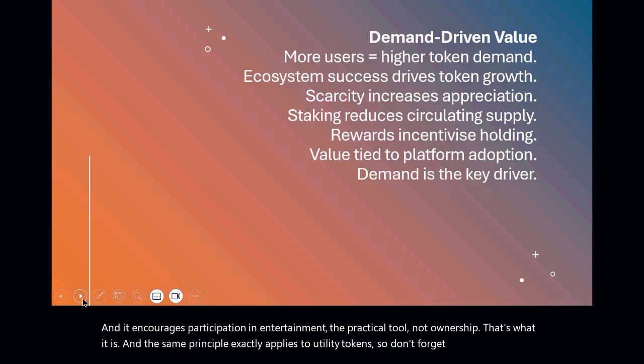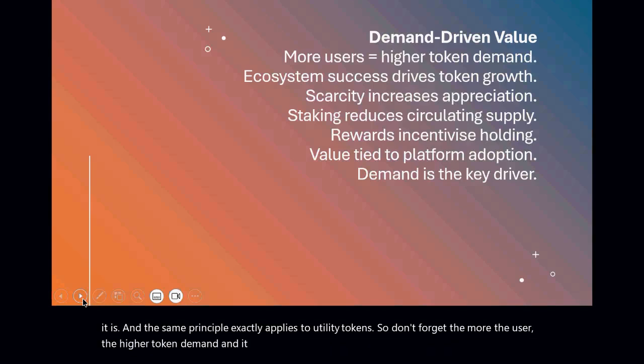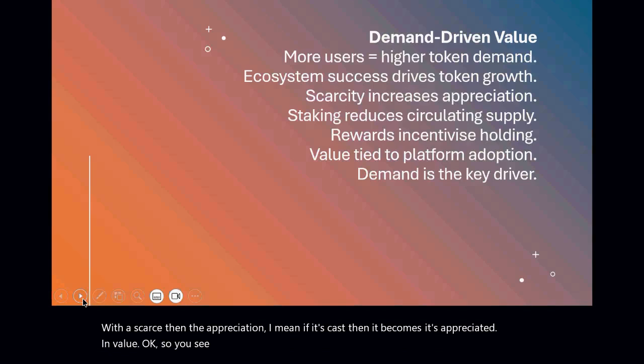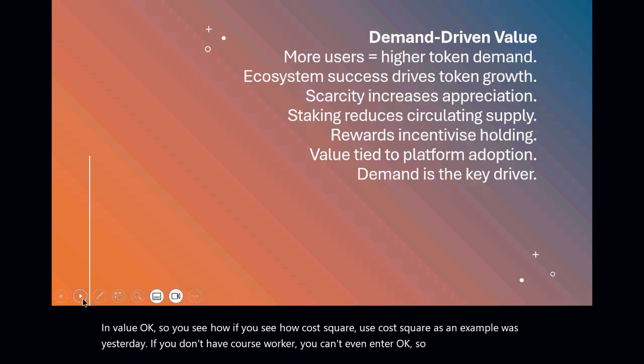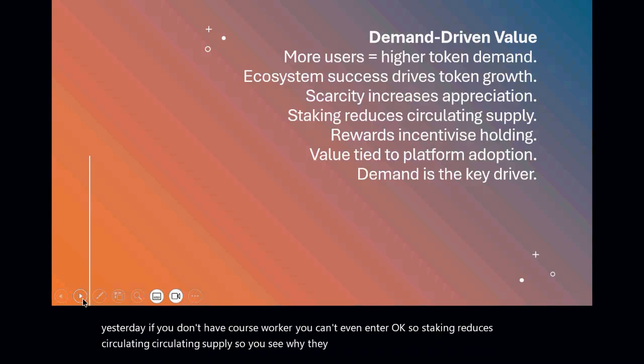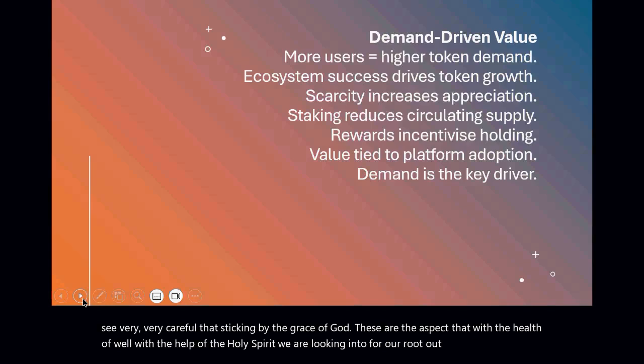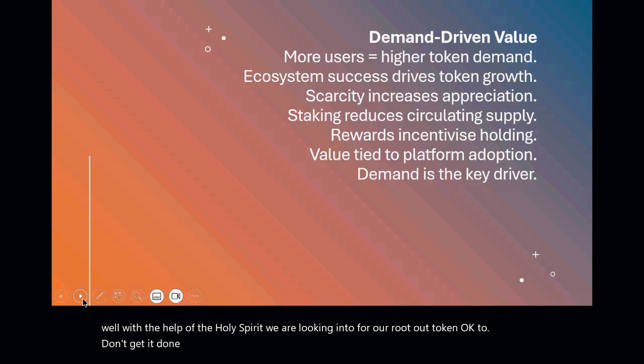So don't forget, the more the users, the higher the token demand, and it drives the ecosystem growth. If it's scarce, then it appreciates in value. I use Costco as an example. If you don't have a Costco card, you can't even enter. Staking reduces circulating supply. So you see why they encourage you to stake sometimes, but be very, very careful with that staking. By the grace of God, with the help of the Holy Spirit, we are looking into these aspects for our Rootout token, to get it done in an appropriate way with the Holy Spirit helping us.